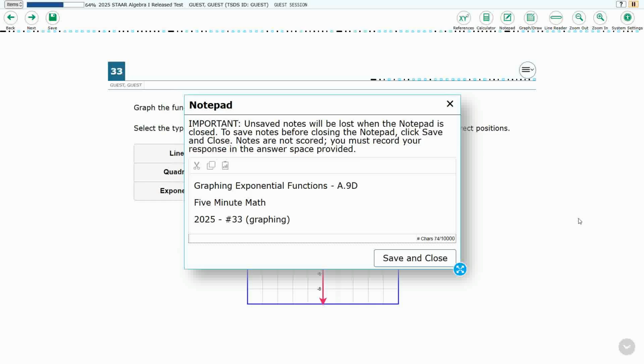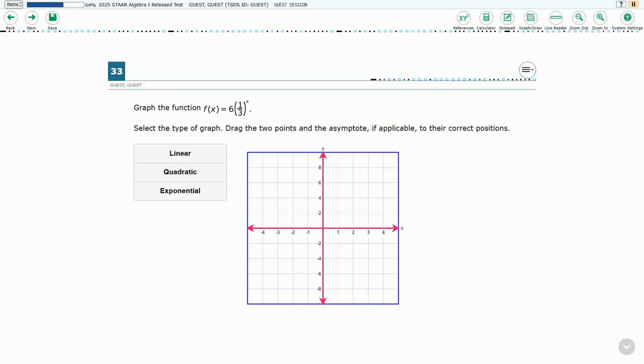Today we are looking at the Algebra 1 concept of graphing exponential functions. This is standard A.9D in the great state of Texas, and we are using item number 33 of the 2025 released STAAR test. This is a new item type called graphing, and if you haven't done so already, please go ahead and take a moment to pause the video, work this problem out on your own, unpause it, and we will look at our answers together.